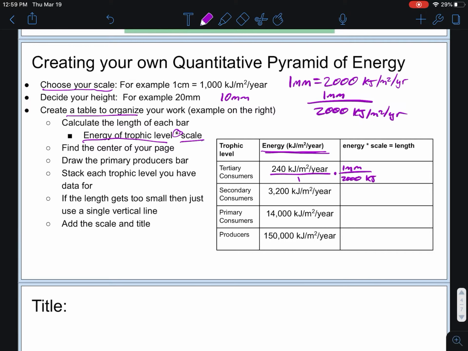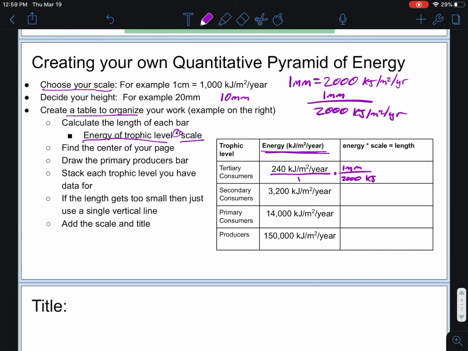All right. So here are the sizes of each of my bars. Producers will be 75 millimeters long. My primary consumers will be 7 millimeters long. My secondary consumers will be 1.6 millimeters long. And finally, my tertiary consumers will be 0.12 millimeters long.